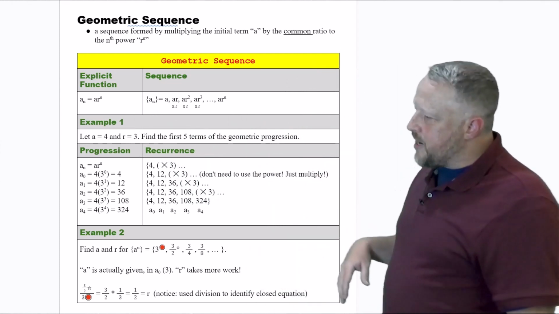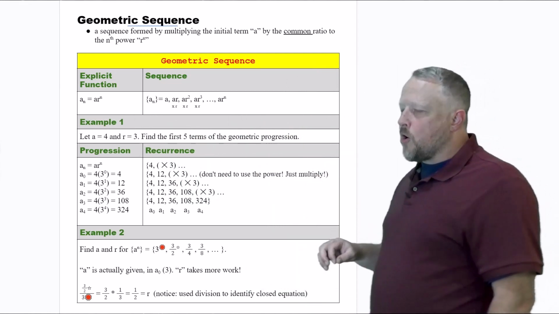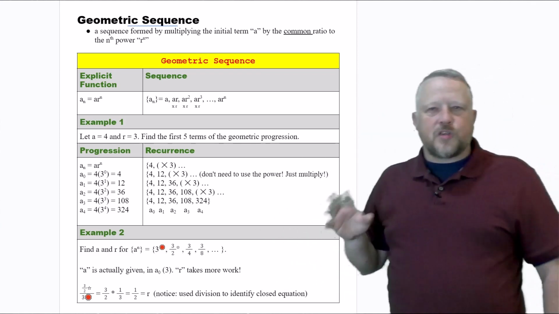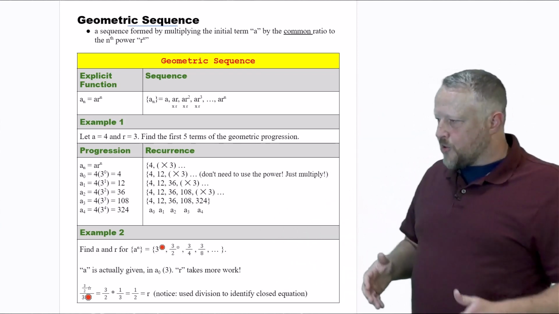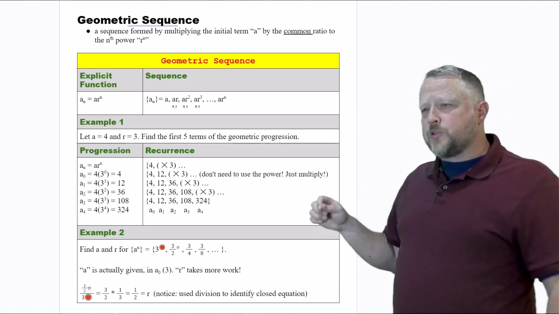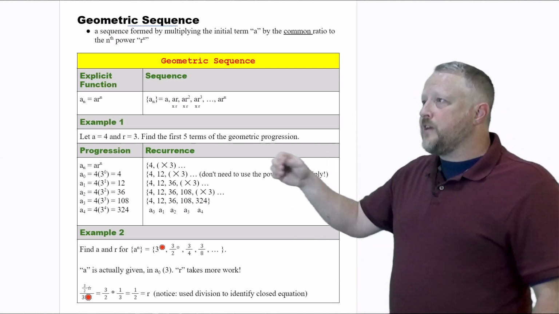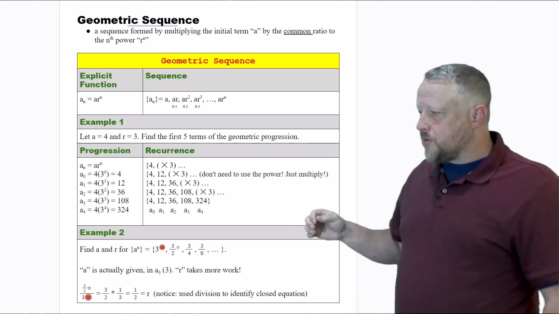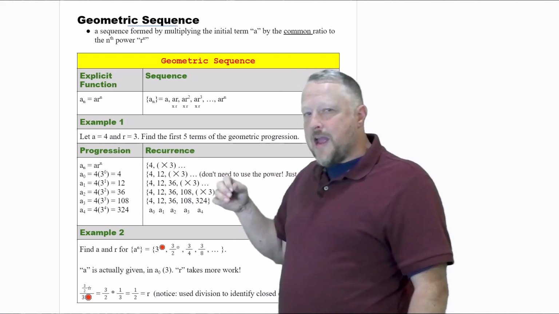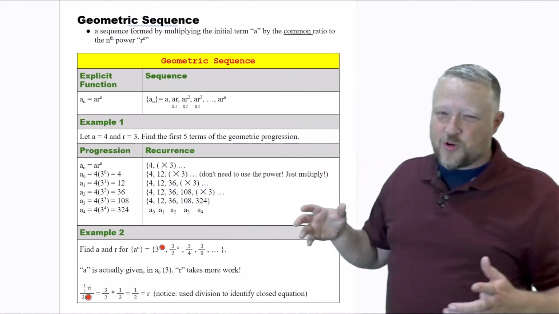So let's look at example number 1. Let a equal 4 and r equal 3. Then we're going to find the first 5 terms of the geometric progression. I'm going to do the recurrence first again. Remember, recurrence meant that I'm using a previous answer to help me with the next answer. So you know it's going to start off with 4 because we said a is 4.